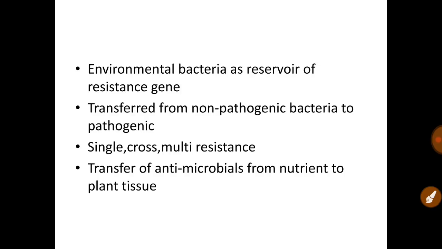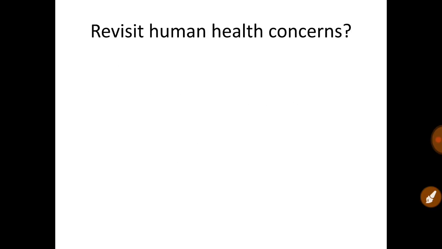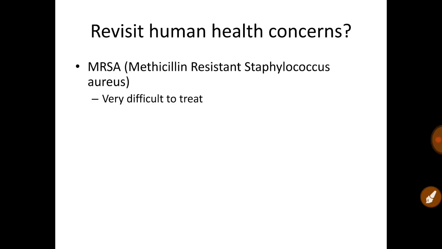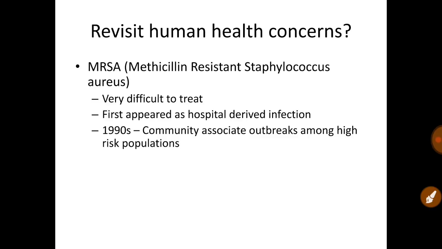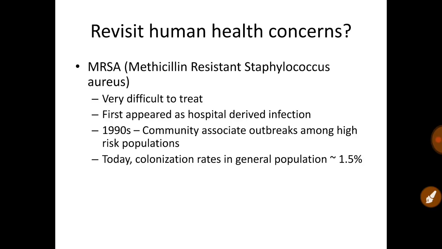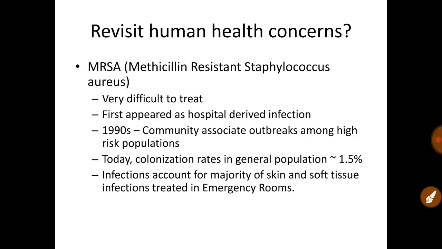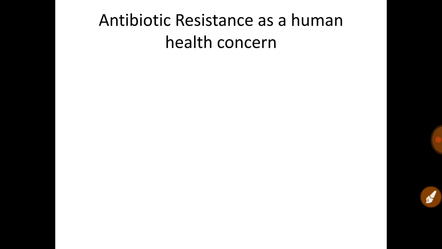Revisit human health concerns. Like methicillin resistant Staphylococcus aureus, it is very difficult to treat. First, it appeared as a hospital derived infection. In 1990, community associated outbreaks among high risk populations. Today, colonization rates in the general population is about 1.5%. Infection accounts for the majority of skin and soft tissue infection treated in emergency rooms. In 2005, MRSA caused more death than AIDS.